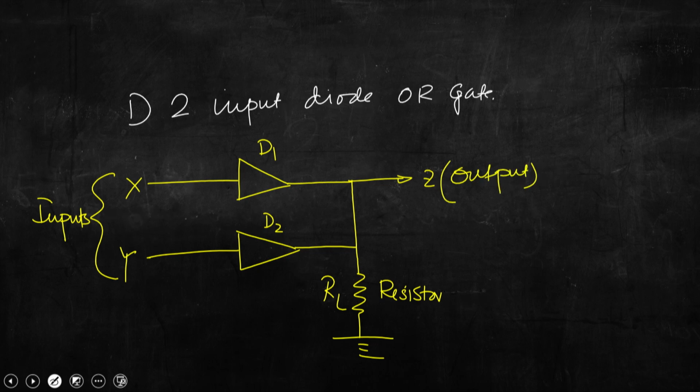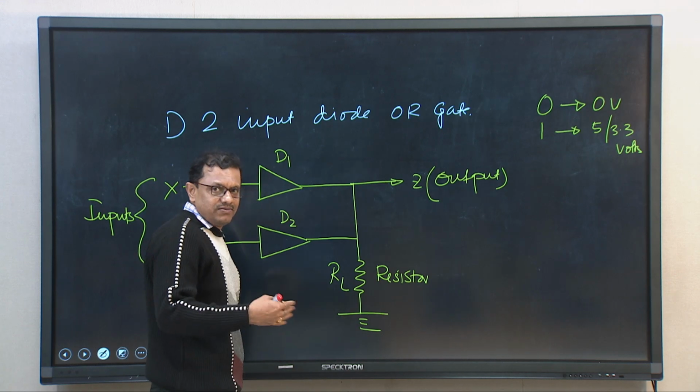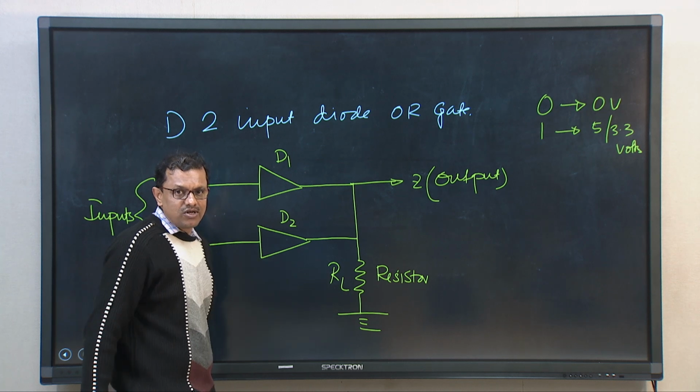So, inputs may be either 0 or 5. As I told you, a base 2 system uses 0 and 1. 0 is used to represent 0 volt, and 1 is used to indicate 5 or 3.3 volts. So, these two inputs would be 0 volt or 5 volt, and we have this electronic equivalent circuit. Let us revisit whether we are getting the same truth table or not.